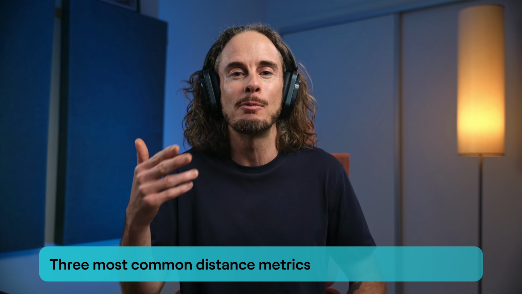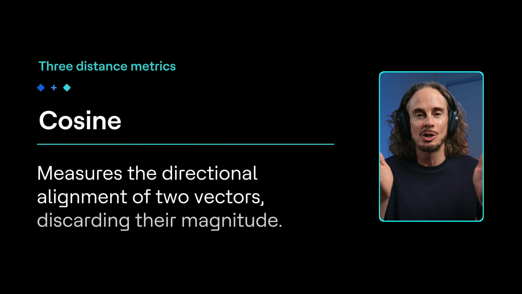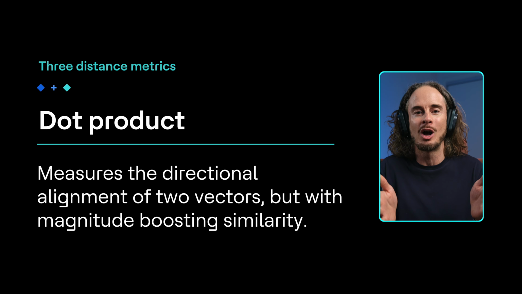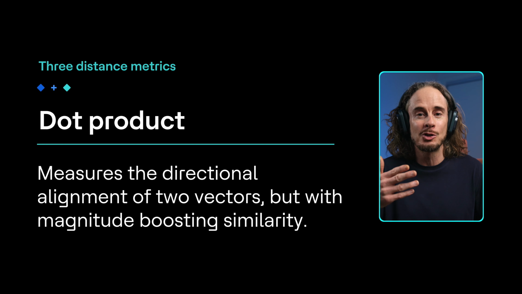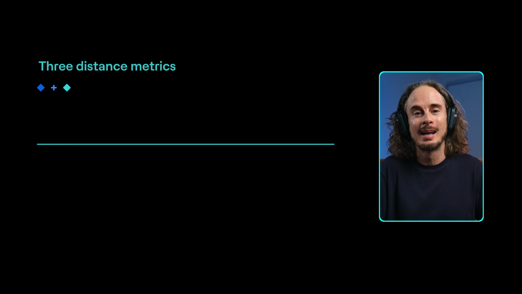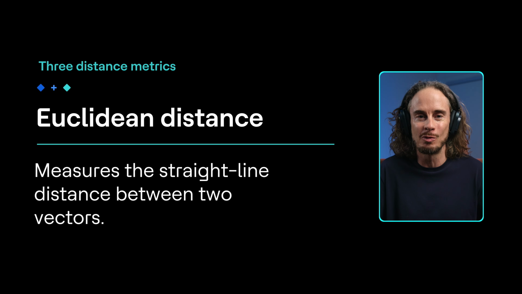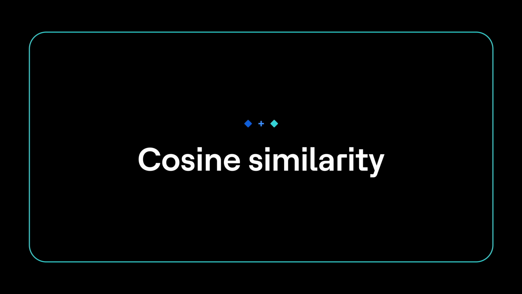And finally, here's a quick overview of the three most common distance metrics. Cosine measures the directional alignment of two vectors, discarding their magnitude. Dot product also measures the directional alignment of two vectors, but with magnitude boosting similarity. And Euclidean distance measures the straight line distance between two vectors. Each distance metric suits a different kind of data and use case. So let's dive in, starting with cosine similarity.